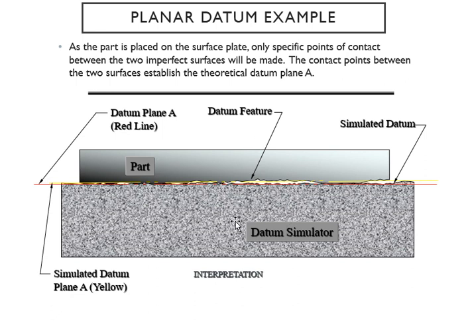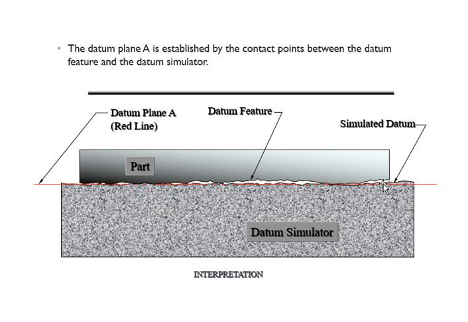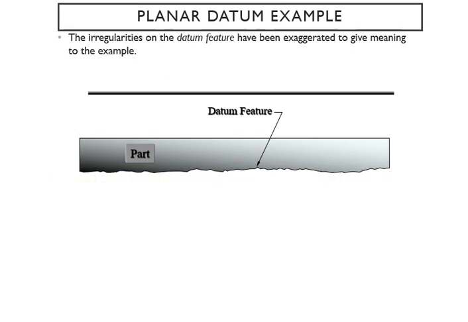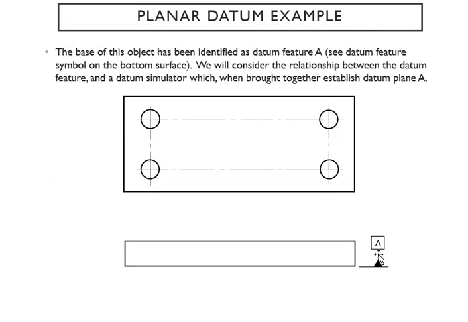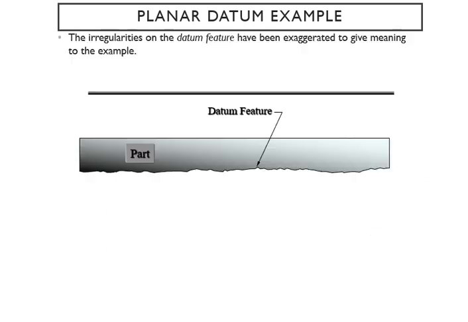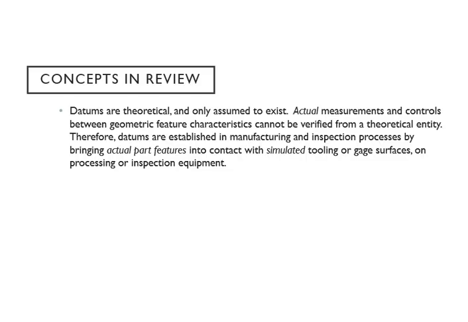This is all imagination, by the way, so you can get this datum plane A. We can put it like this, which is this little symbol, your datum feature symbol. Anyway, that's just the theoretical thing behind it. Again, datums are theoretical, and we assume they exist. When we say theoretical, they don't exist. Just the theories.